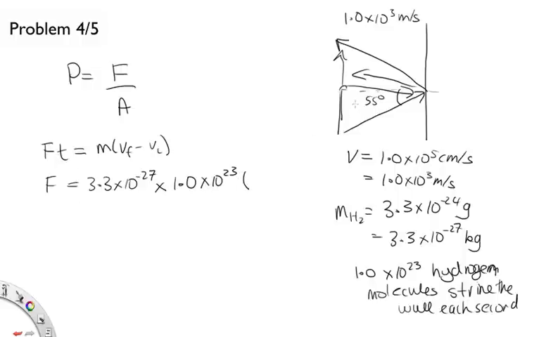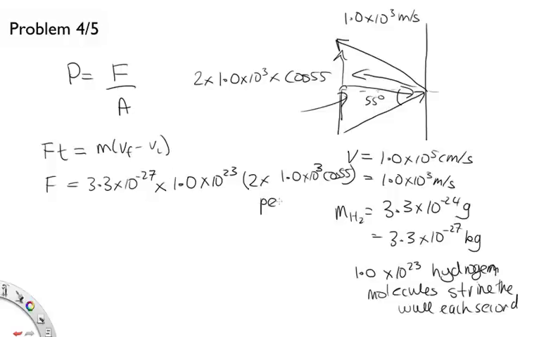And the change in velocity is equal to 2 times 1.0 times 10 to the 3 times cos 55, because we only care about the horizontal component. The 2 times just comes about because they have opposite directions but the same magnitude. So this is the force per second.